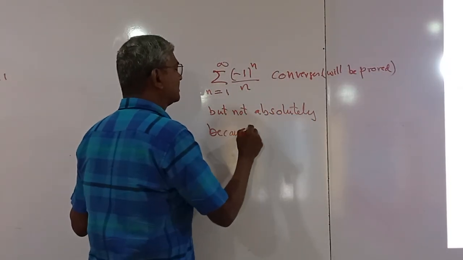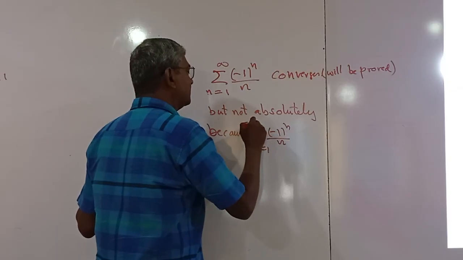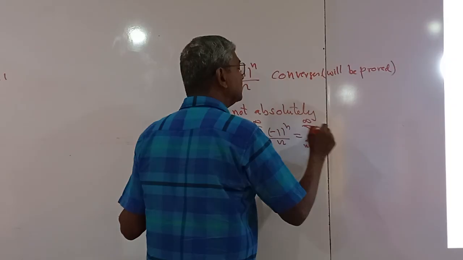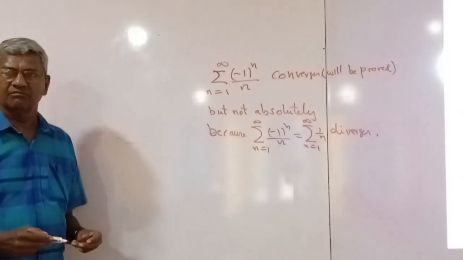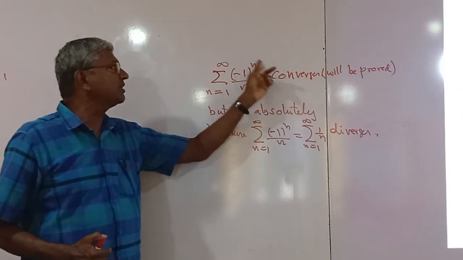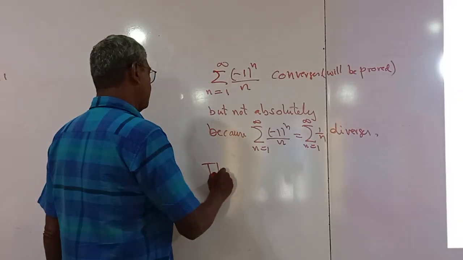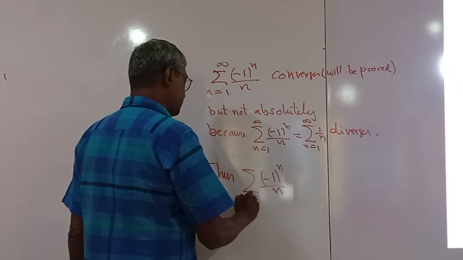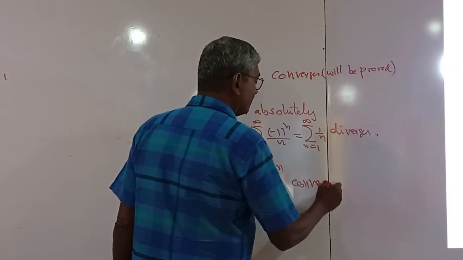But not absolutely, because the sum of |(-1)^n / n| going to infinity is equal to the sum of 1 over n, which is divergence. Right? So as a result, we call this conditionally convergent. Thus, the sum of (-1)^n over n converges conditionally.